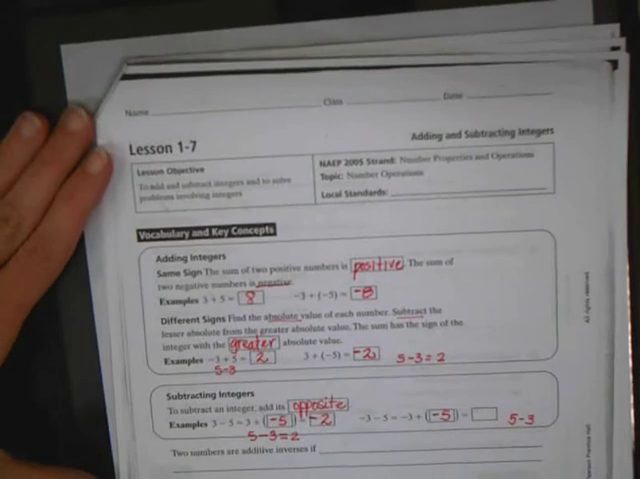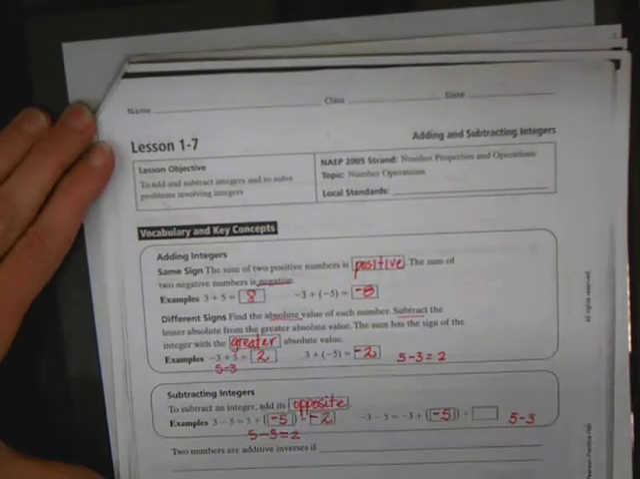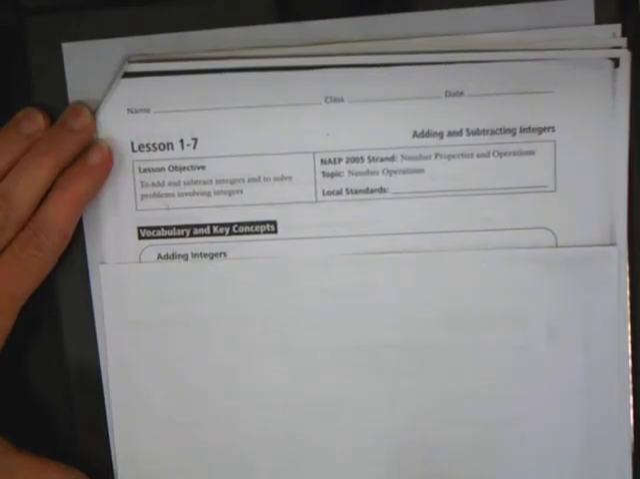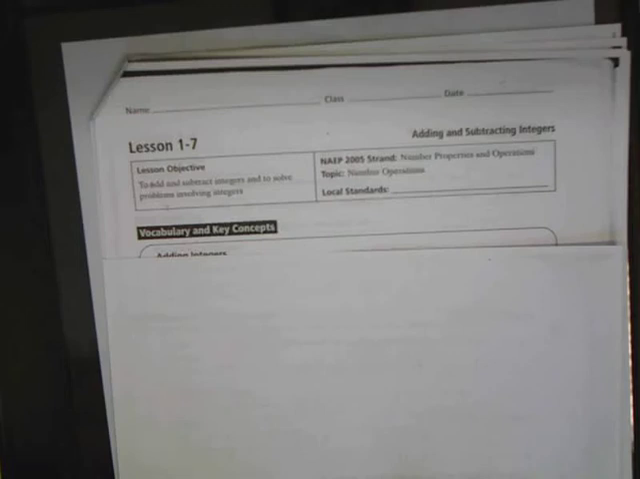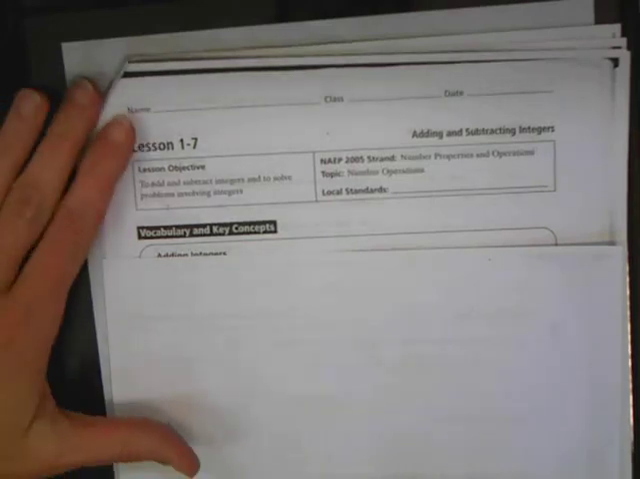This is Lesson 1-7, Adding and Subtracting Integers. Our objectives today are to add and subtract integers and to solve problems involving integers.